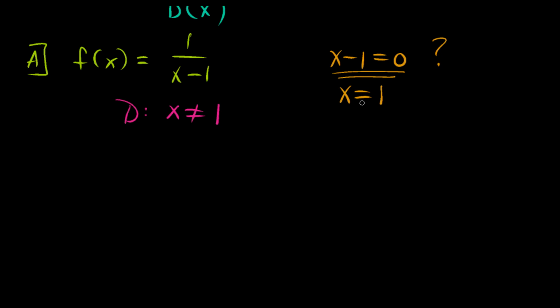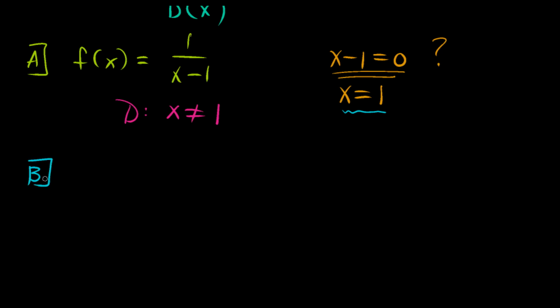Now some students get confused with the fact that it says x equals 1 here and x doesn't equal 1. Well, this is an indication of what x value would cause a 0. This is indicating what x cannot be because of the denominator becoming 0.